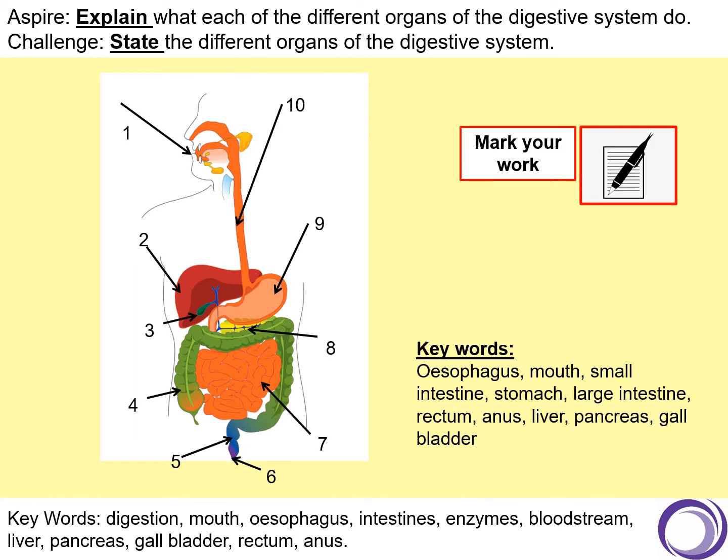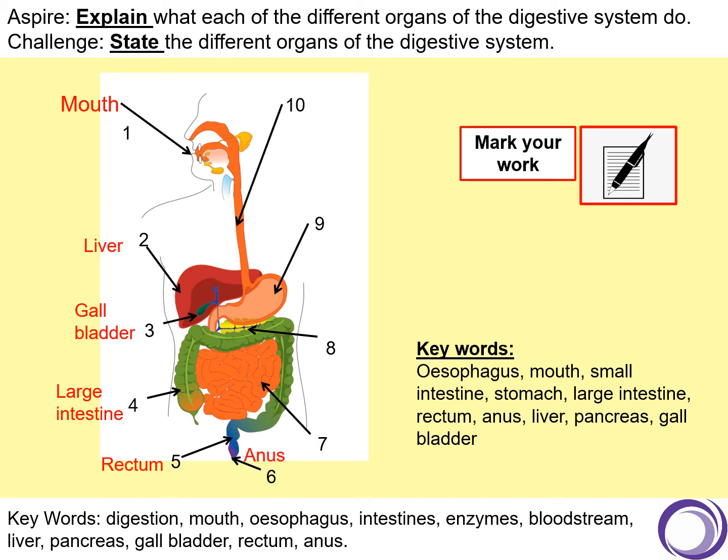Okay, so let's go through the answers. So, number 1, hopefully you all have the mouth. Number 2 is the liver. Number 3 is the gallbladder. Number 4 is the large intestine. Number 5 is the rectum.